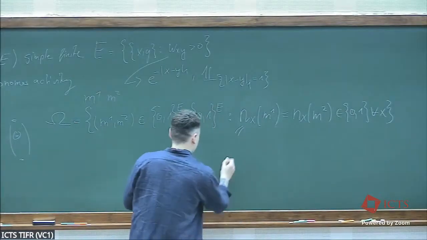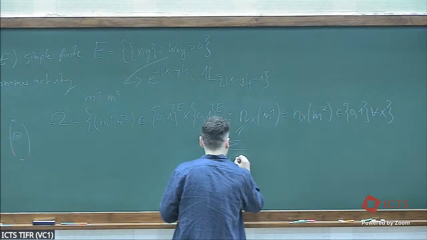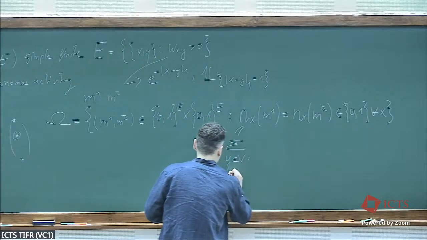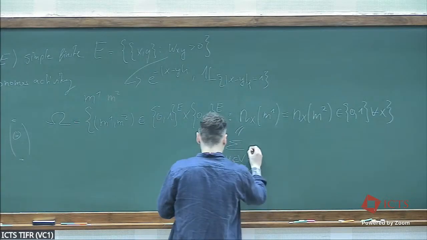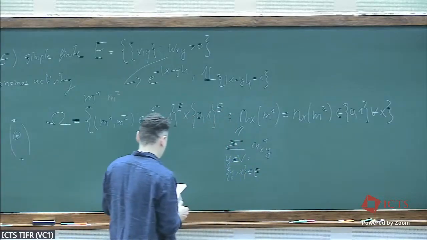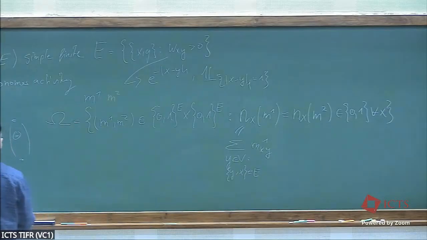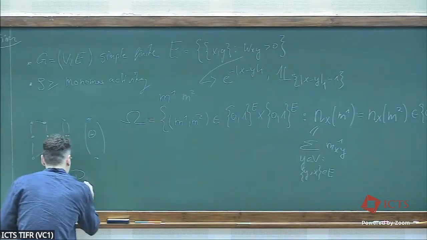And this local time is just given by the sum over all vertices y such that xy is an edge. And then we sum over the number of dimers on it. And now, given the configuration, the probability measure, e.g.